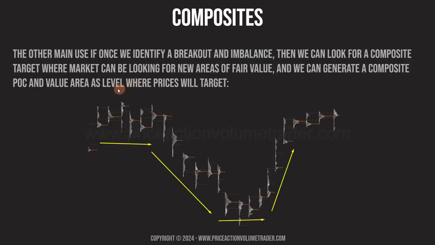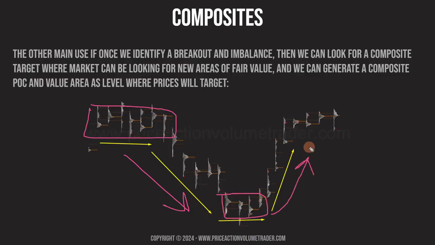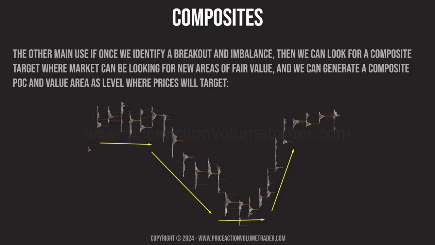So the other main use, if we identify a breakout and imbalance, then we can look for a composite target where the market can be looking for new areas of fair value. And we can generate a composite point of control and value area as levels where price would target. So in this case, again, we have this whole balance, imbalance. We form a little balance at the bottom, imbalance again. So now when we're coming up here, we can make a composite of this entire area to help us set targets for this.